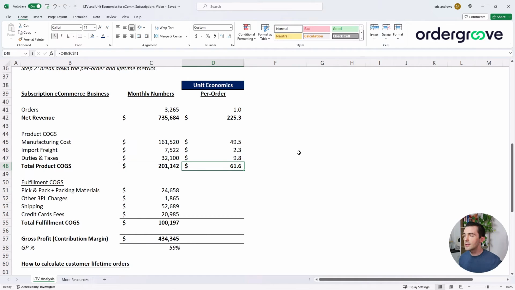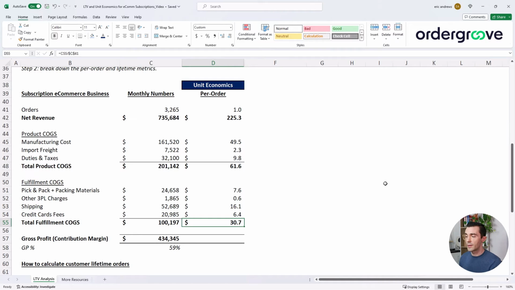Okay, so now let's do that exact same breakdown, but for the fulfillment COGS. If we go down to fulfillment and we break everything down on a per order basis, you can see that pick and pack was about $8. Also, that includes packing materials. Shipping was about $16. So it costs us on average about $31 to get the product from the fulfillment center to the customer.